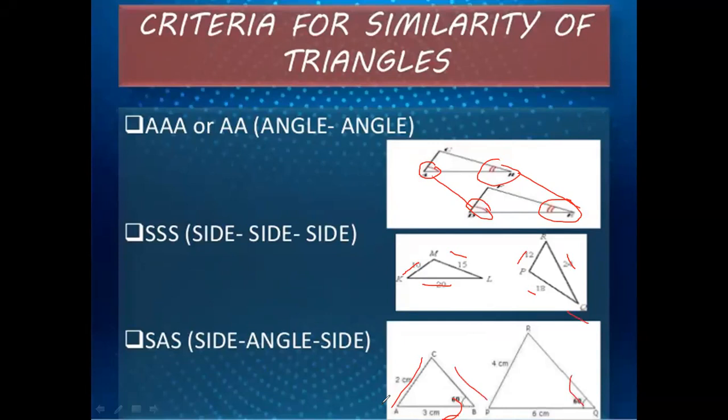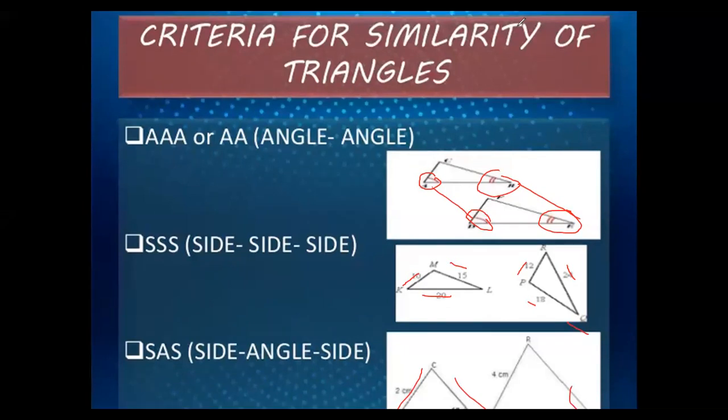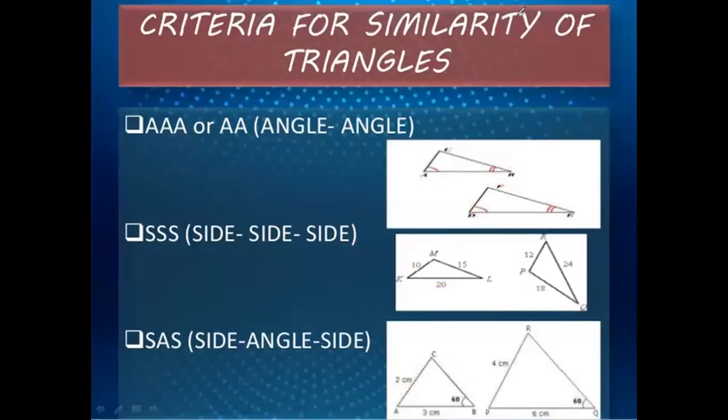Okay, so let's now go to our discussion proper. Now remember the three tests so that we can say that the two triangles are similar. Angle to angle to angle test, AAA, side to side to side test, and side angle side test.